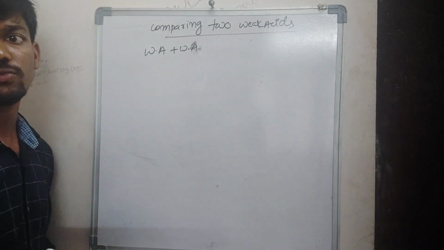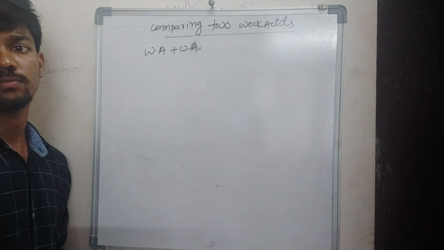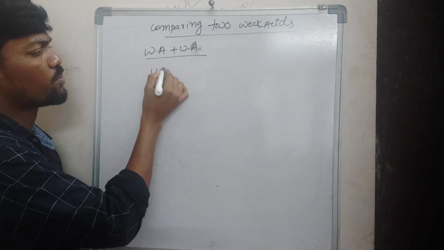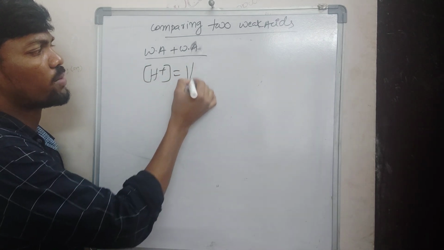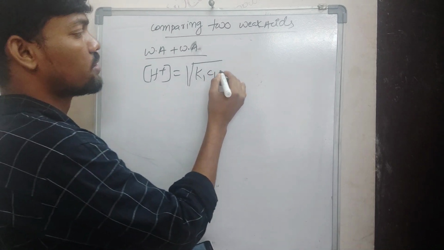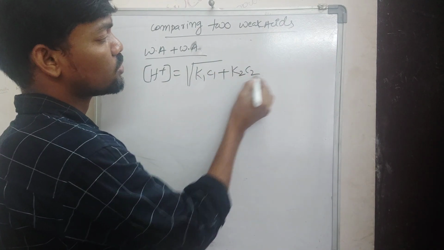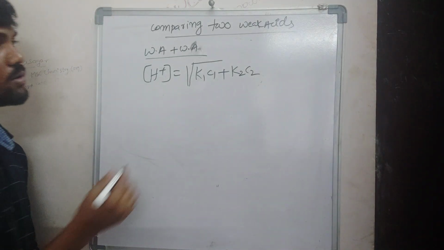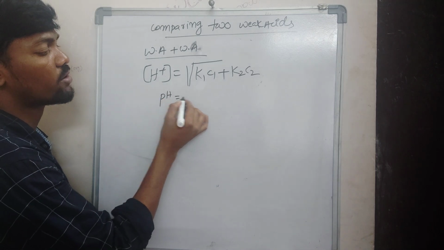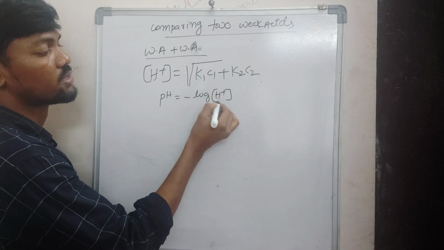Okay, weak acid plus weak acid. Here, if you want the H plus concentration, you have to multiply: the square root of K1C1 plus K2C2. This will give the answer easily. If you want the pH value, how can you find it out? Minus log of the H plus concentration.